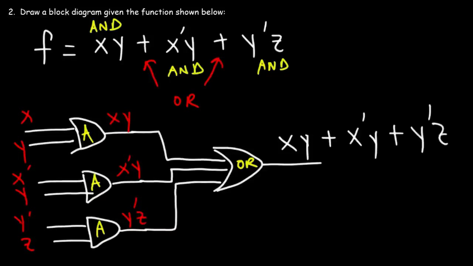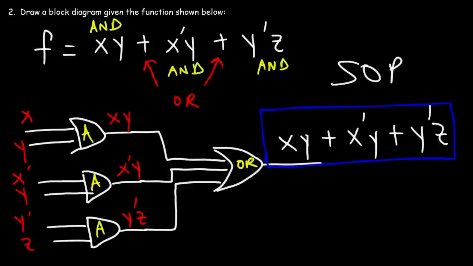Now, something else that you need to know. This expression here is something known as an SOP expression, which stands for sum of products. XY is a product, as mentioned before. X prime Y is a product, and Y prime Z is a product. So we have 3 product terms, and we're adding them. So that's a sum of products expression.